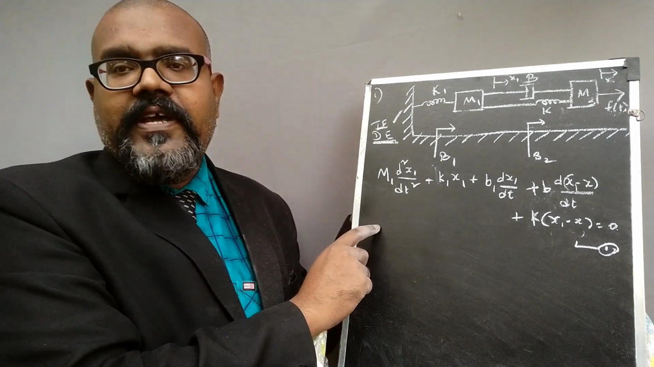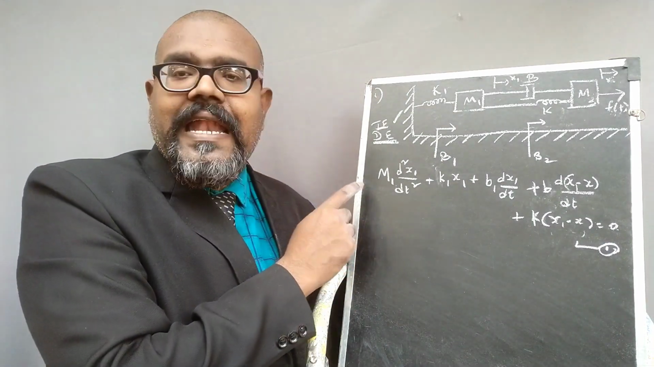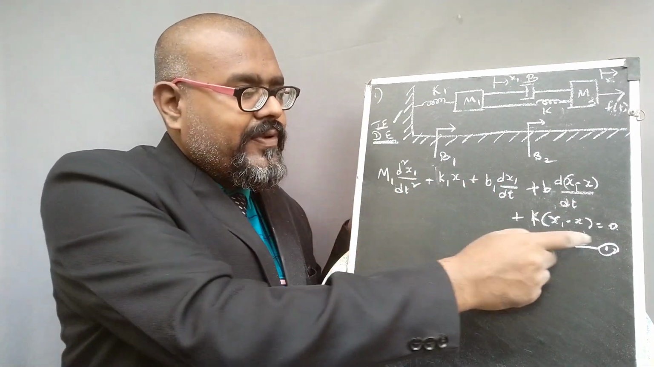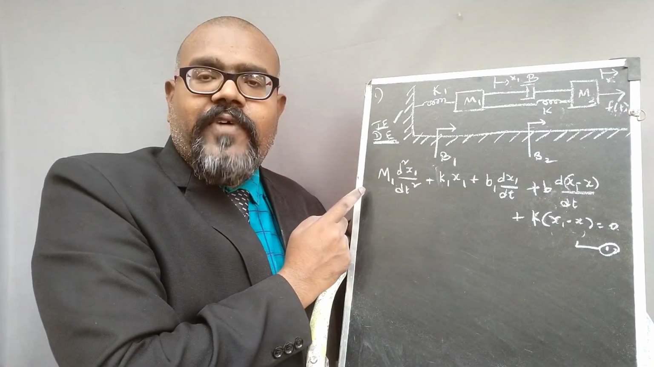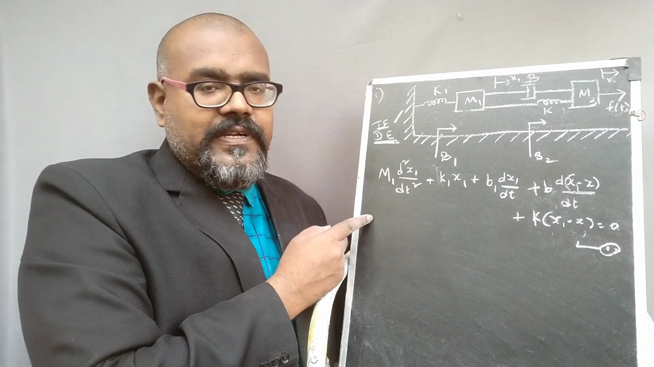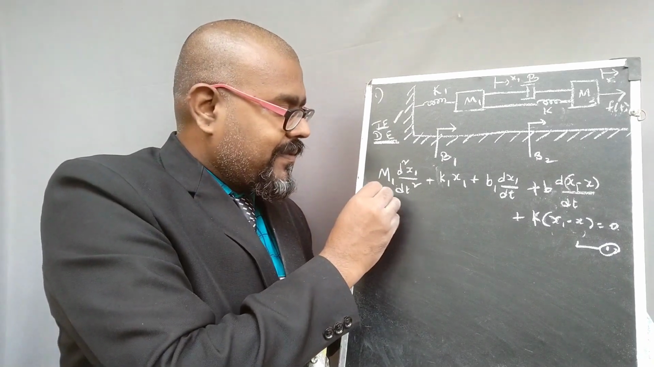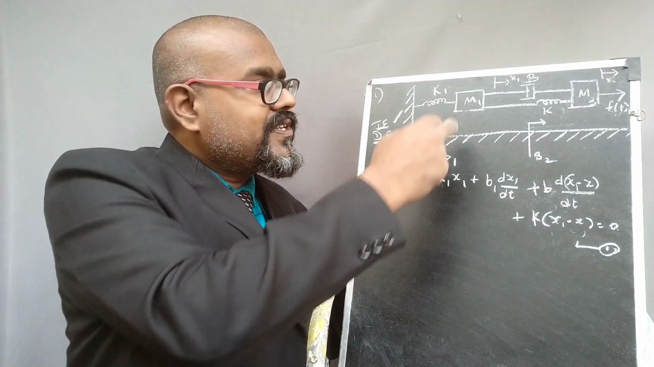The next step we need to do is find the Laplace transform of all these things. That is equation number 1. Let me give the equation number as 1 here. So we need to find the Laplace transform of this equation. This is the differential equation, please remember. This is the differential equation of mass M1.